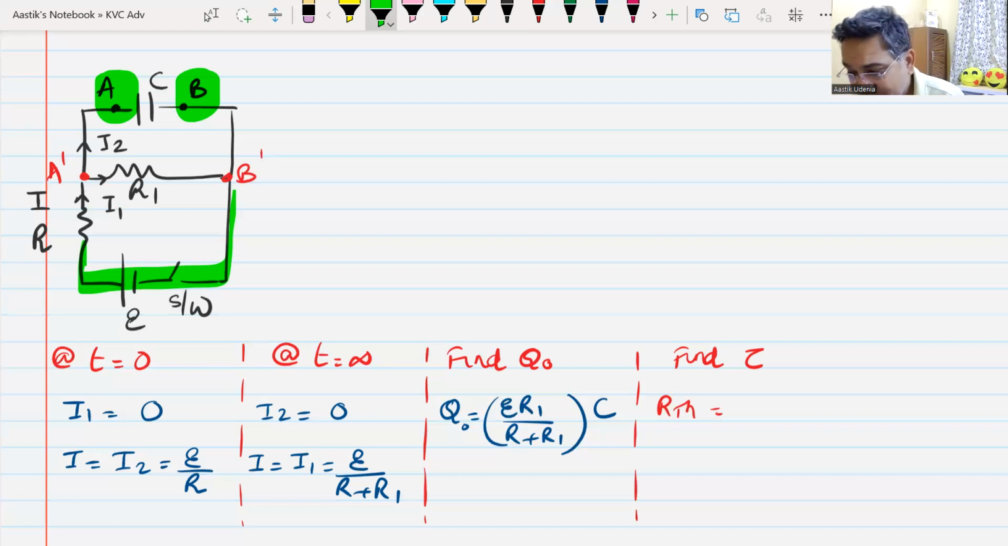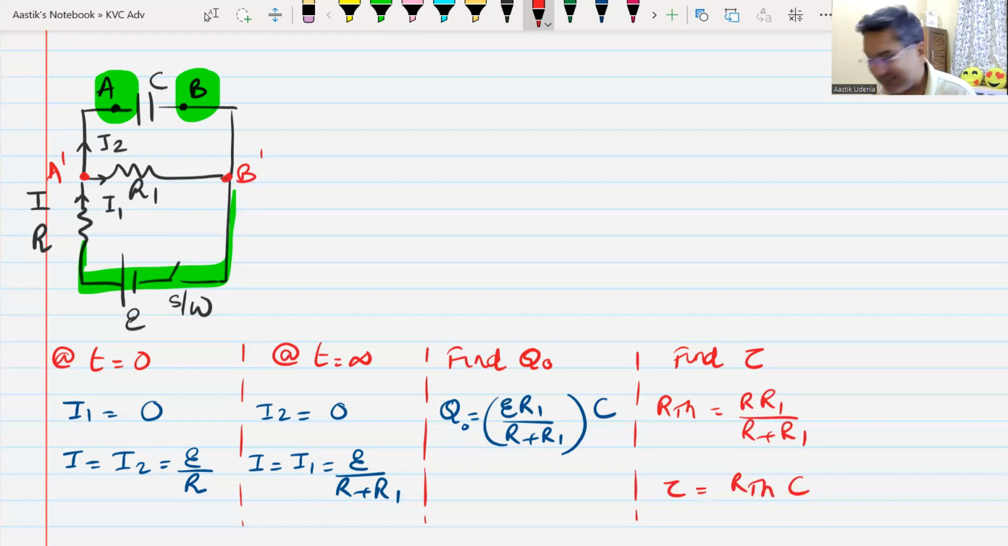The battery is short circuited. What is the equivalent resistance between these 2 points? R1 R by R1 plus R. They are in parallel, so the answer is R1 R upon R plus R1. Therefore, your tau becomes R Thevenin multiplied by C. And that is the answer.